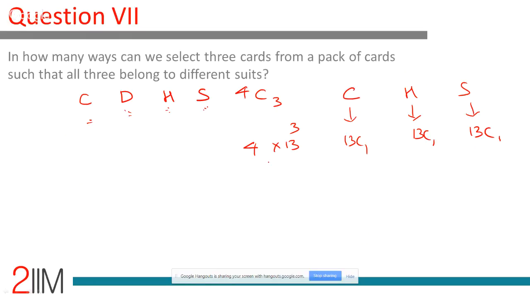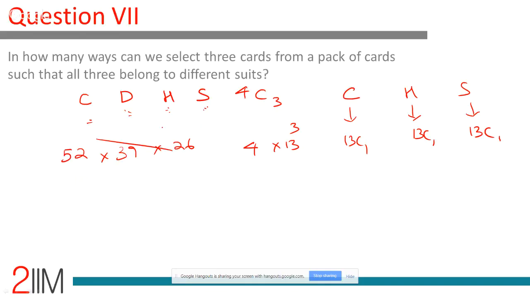Now, what is the wrong way of doing this? From a card pack, we're selecting 3 cards such that they should belong to different suits. The first card, there's no condition. 52 choices available. Once I've selected this first card, whatever suit we selected it from, we eliminate the entire suit. If the first card were a club, we eliminate all clubs. So we have 39 cards remaining for the second pick. The third pick, this suit also completely disappears, so 26.